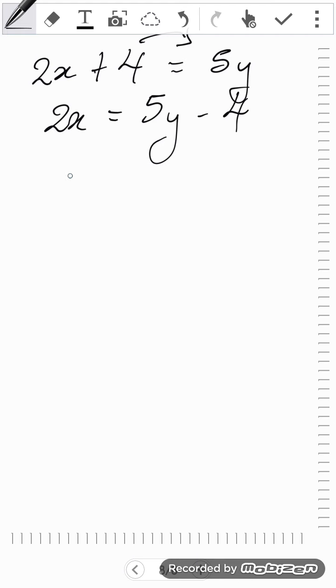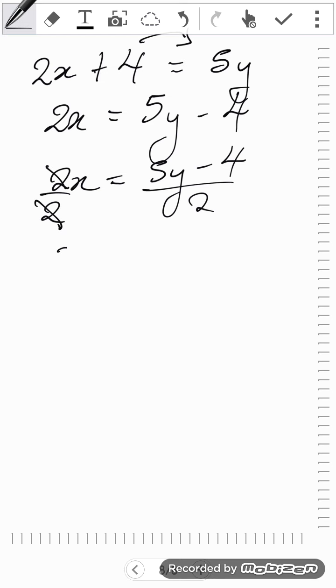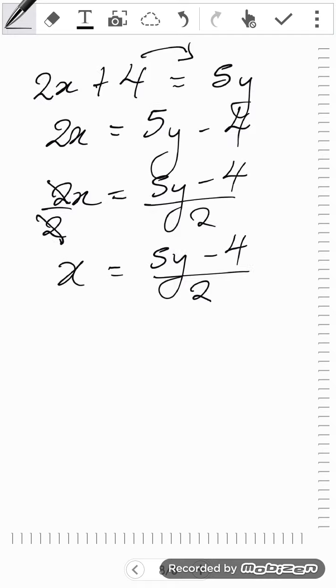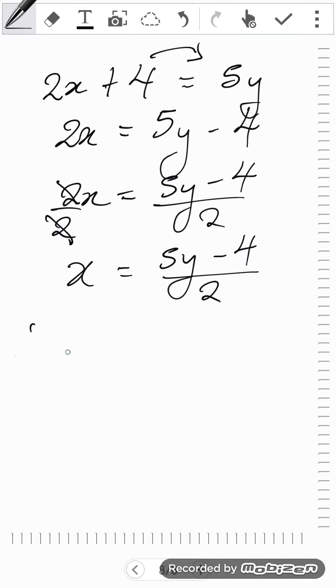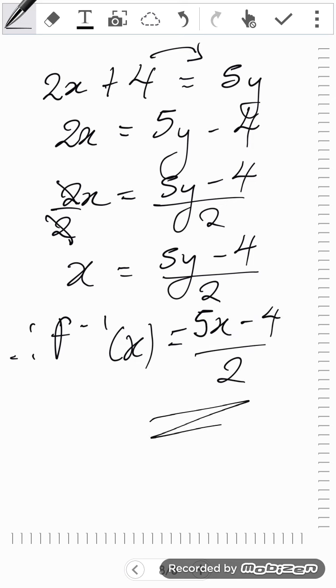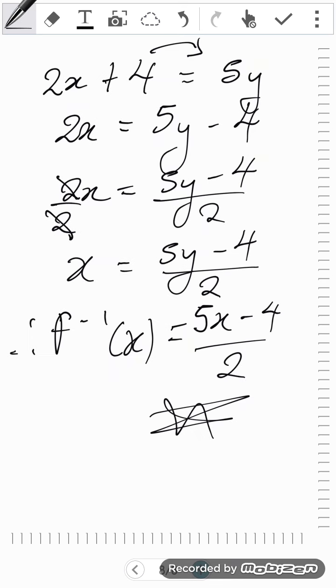You see? So now 2x cannot really be equal to 5y minus 4. So what we simply have to do is to divide both sides by 2. Divided by 2, divided by 2, 2 into 2. You have x being equal to 5y minus 4 over 2. Now this is not what we're looking for, okay? So we say therefore we're looking for f inverse of x. So we say where there is y, we put x. So we say 5x minus 4 over 2. It's our final answer.